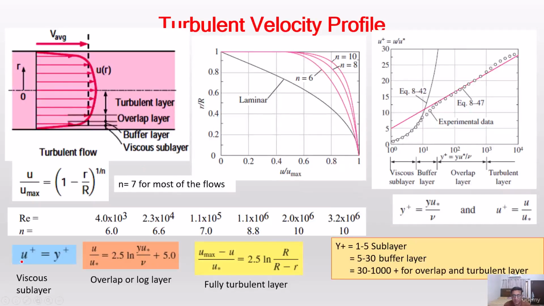Okay, so for the viscous sublayer, U plus is equal to Y plus. I will explain what U plus and Y plus are. U upon U star, where U star is the friction velocity actually, is equal to U plus. And this term is basically Y plus.